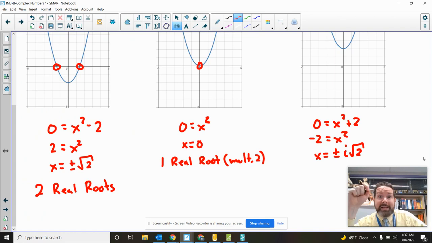So this still has two solutions, two roots. It's just that both of them are imaginary. So this one has two, and I'm going to call it a complex root. So two complex roots.